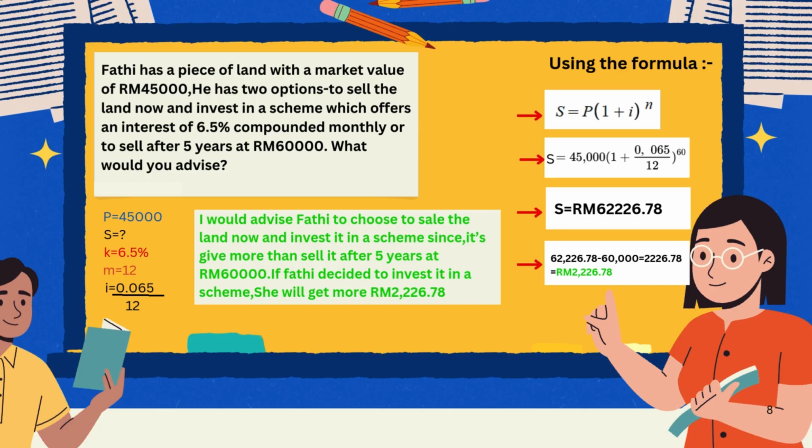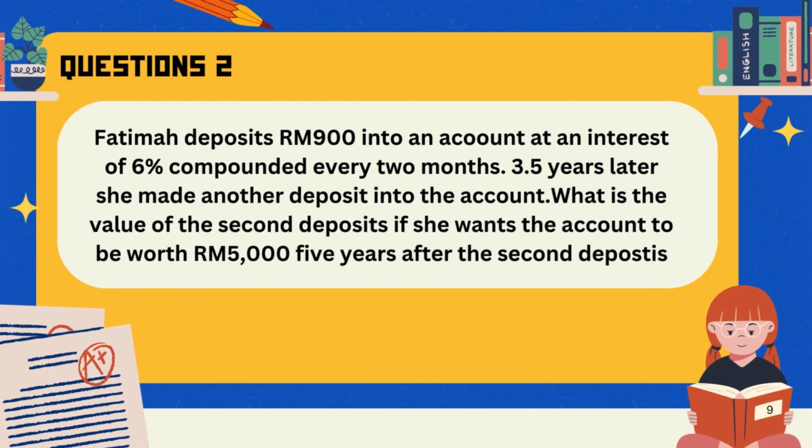After all that, I will advise Fatih to choose to sell the land now and invest it in a scheme since it gives more than selling it after 5 years at 60,000. If Fatih decided to invest it in a scheme, she will get more by 2,236.78 ringgit. Let's get on with the second question.